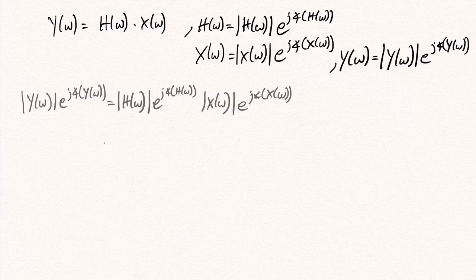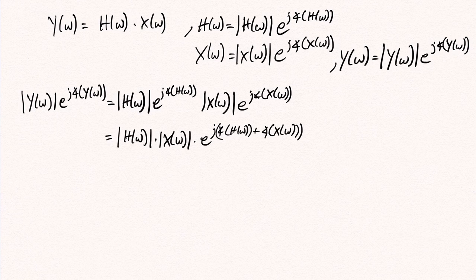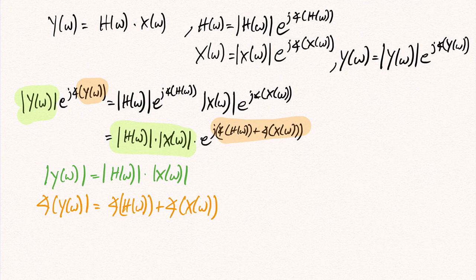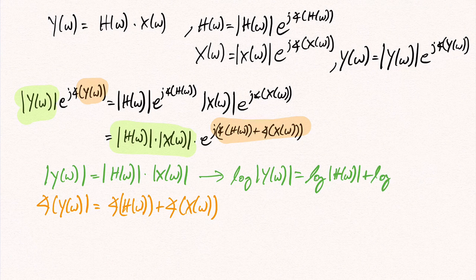Writing all signals in polar form yields, hence, the magnitude of y must be equal to the magnitude of h times the magnitude of x. And the phase of y has to be equal to the phase of h plus the phase of x. Applying the logarithm to the magnitude equation allows us to write the logarithm of the output signal y as a sum of the logarithm of the magnitude of h and the logarithm of the magnitude of the input signal.